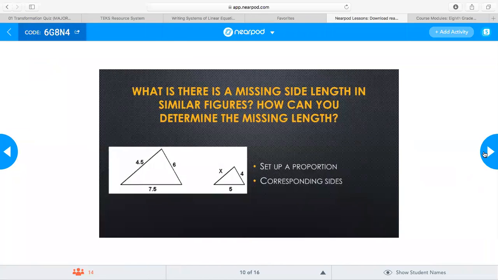Now here's the question. What if I have a missing side? This is what you can write down in your notes. So draw these two triangles real quick and write down those numbers. They're telling me these two figures are similar, but one side is missing, and I need to figure out that missing side. I'll stop so everyone can write.